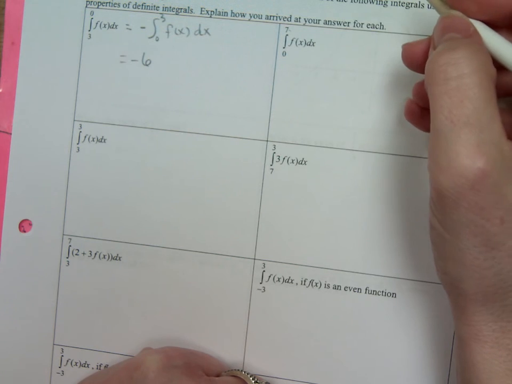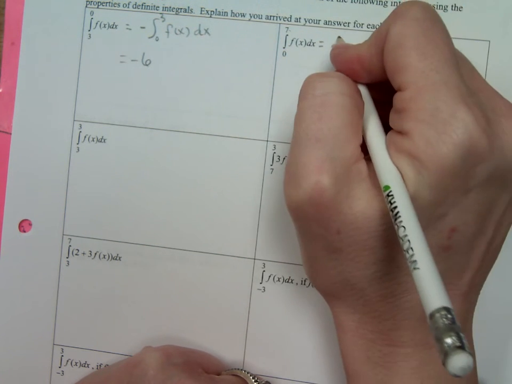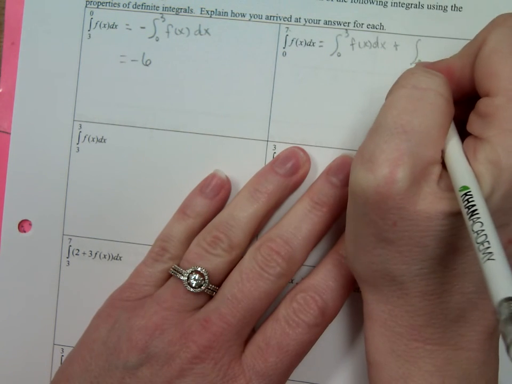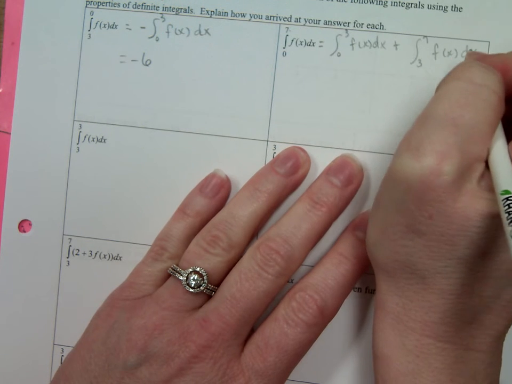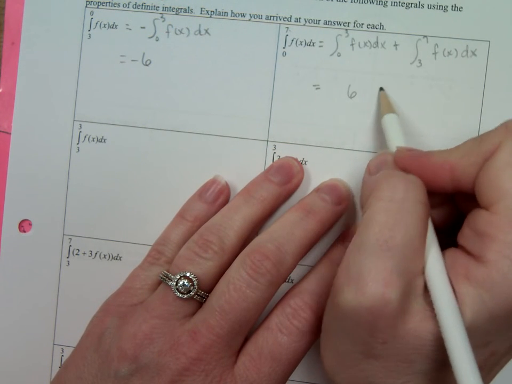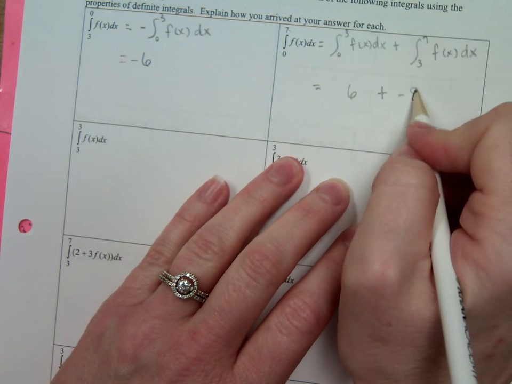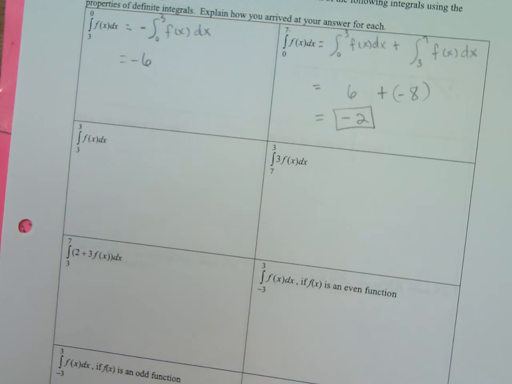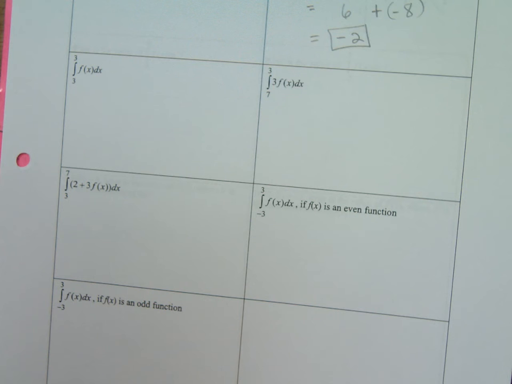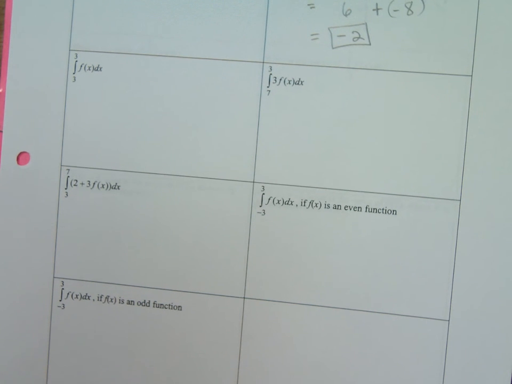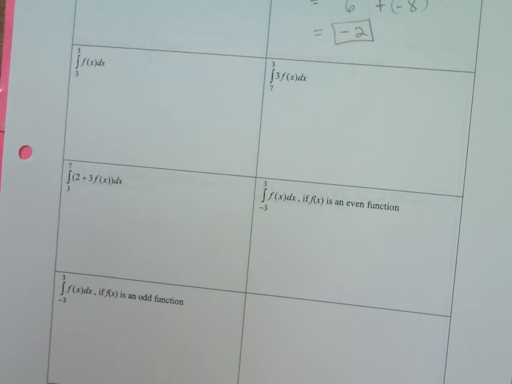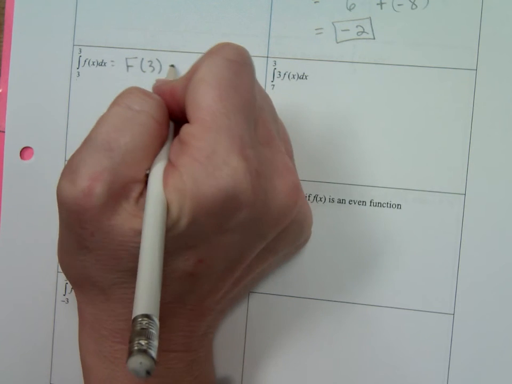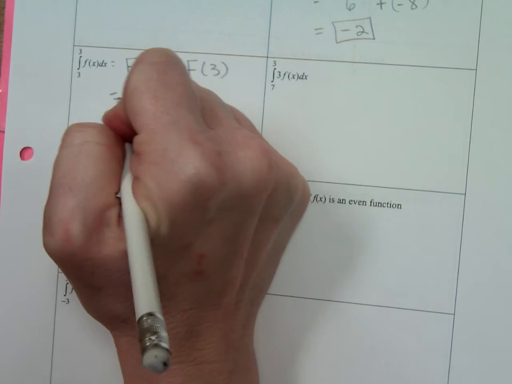Add them together. Yeah, this is equal to the integral from 0 to 3 of f of x dx plus the integral from 3 to 7 of f of x dx. And so this one is 6, and that one is what? Negative 8. So that's going to be negative 2. How about this one? 0, right. Because f of 3 minus f of 3 is equal to 0.